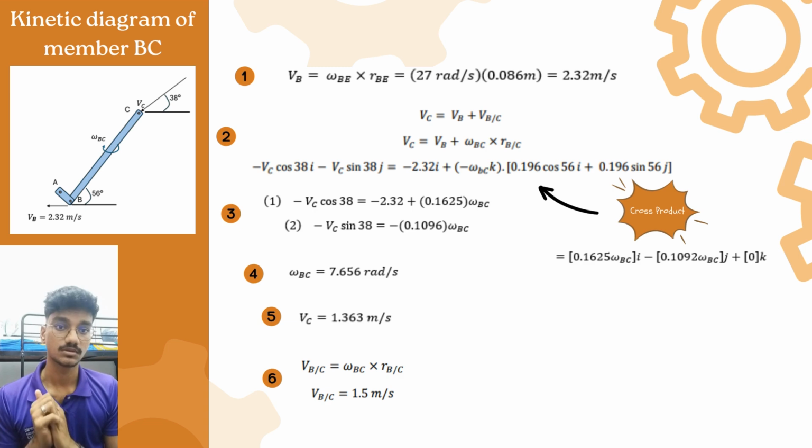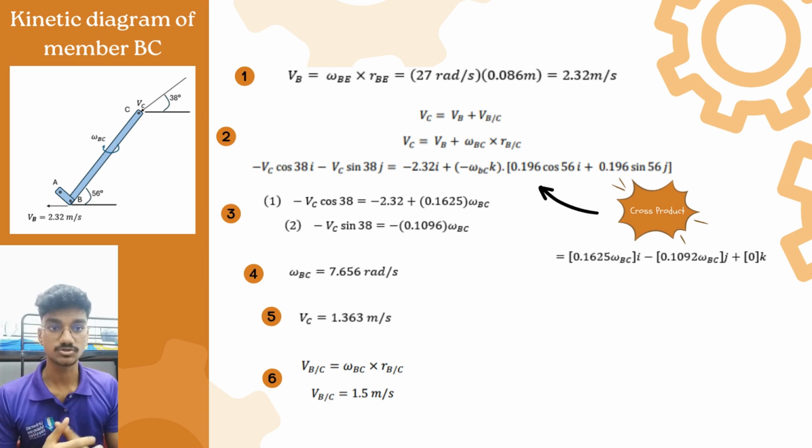The equation will be minus vC cos 38 i minus vC sin 38 j equals minus 2.32 i plus negative angular velocity of BC times k dot product 0.196 cos 56 i plus 0.196 sin 56 j, and then we use the cross product, and then we'll get the value of vB/C.